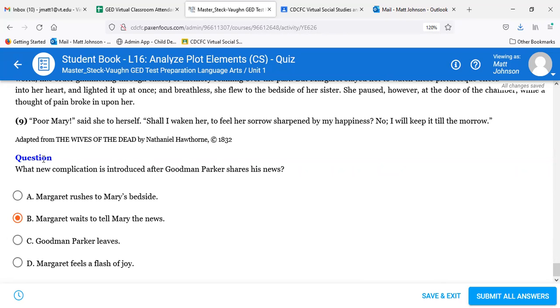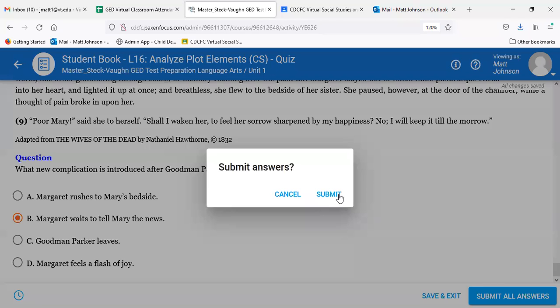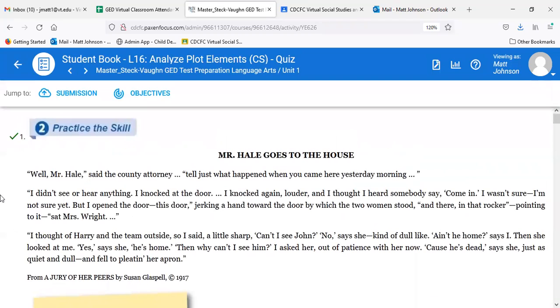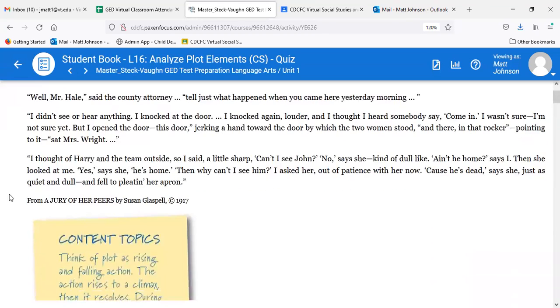So 1 was B as in boy. 2, C for cat. 3 is A. 4, D as in dog. And 5 is B for boy. Okay. All right, and moving right along to the workbook.